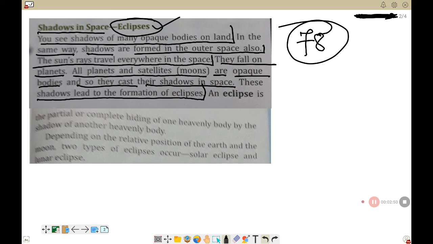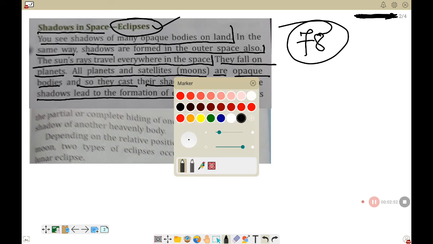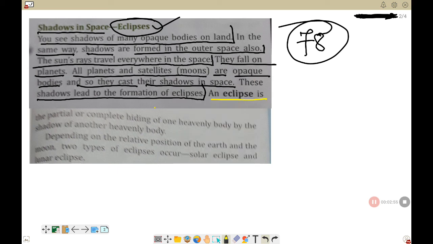So now what is an eclipse? Underline from here. Okay, please underline from here. An eclipse is, this is in the next page, page number 79, partial or complete hiding of one heavenly body by the shadow of another heavenly body. Understand? So what is an eclipse?